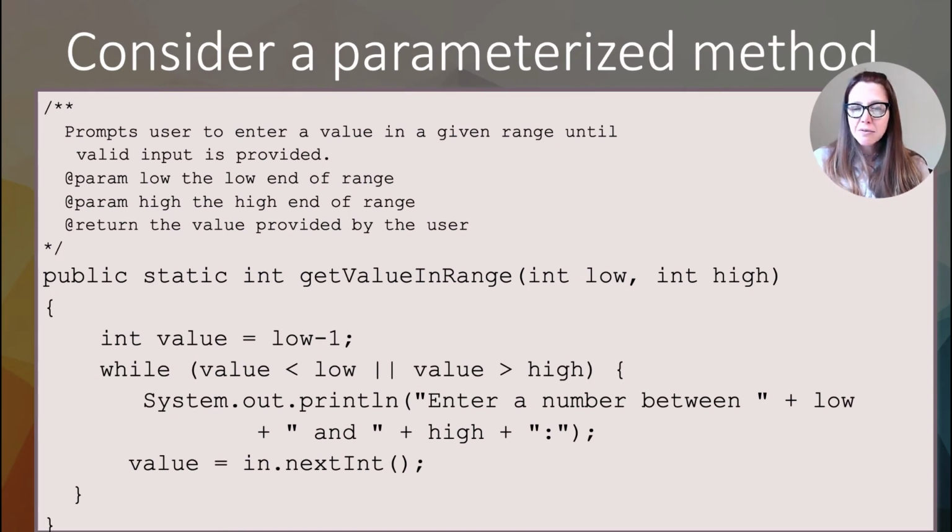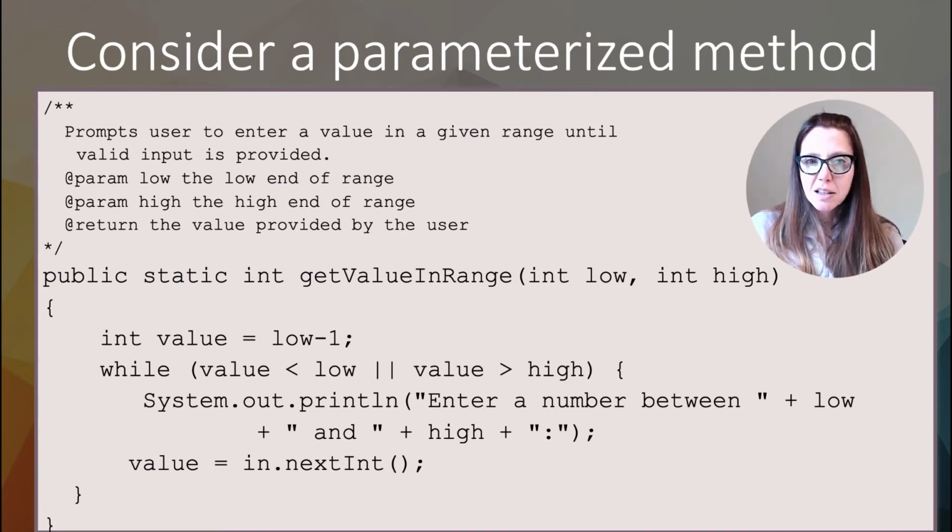So we can take that information and use parameters to help us take a method and let it apply to more than one situation. So in this case, you can see from the Javadoc comments, we're prompting the user to enter a value in a given range until valid input is provided. In this case, we have two parameters, low and high, and we'll use them to mark the low end and the high end of the range. Then return the value provided by the user once a valid value is received.